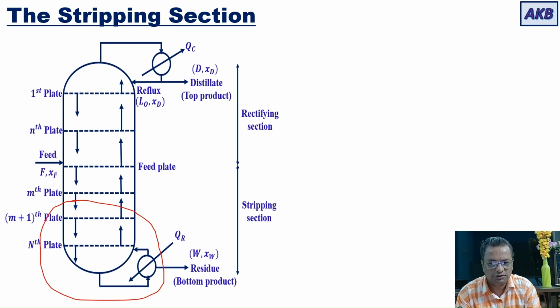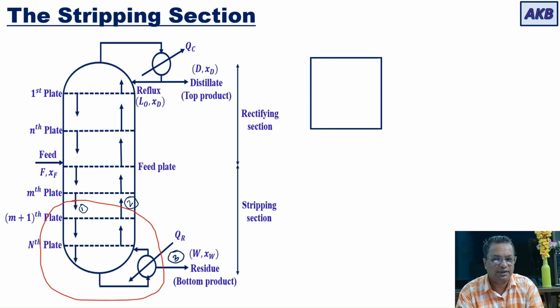So for this envelope, you have this material stream, the liquid stream that is coming from the nth plate, and then you have this vapor stream that is rising from the m+1 plate, and finally you have the residue stream, which is the third material stream associated with this envelope. Okay, so let us now simply show it by a block diagram.